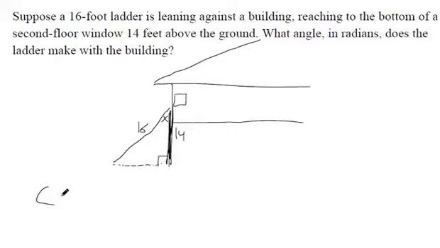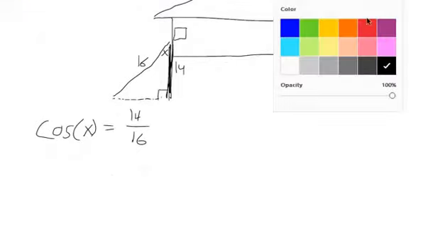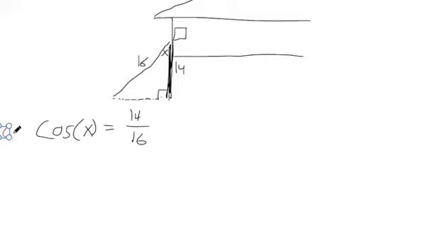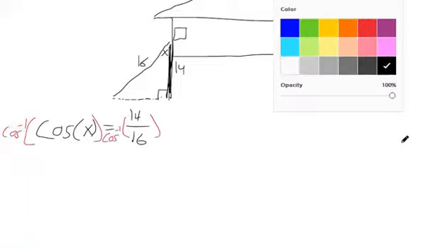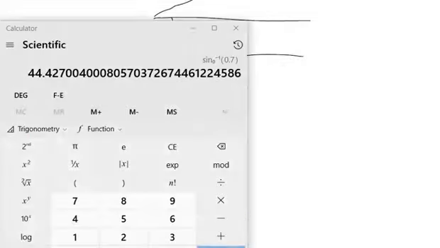So remember to always put your angle inside the argument of your trig function, inside the parentheses. So cosine of the angle we don't know is equal to the adjacent side divided by the hypotenuse. And so to solve for x, we have to use something called inverse cosine. That cancels out the cosine. So inverse cosine on both sides. Inverse cosine of cosine cancels out, and we got 14 divided by 16.